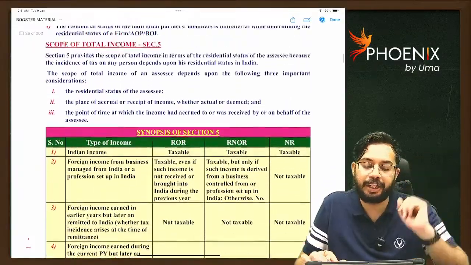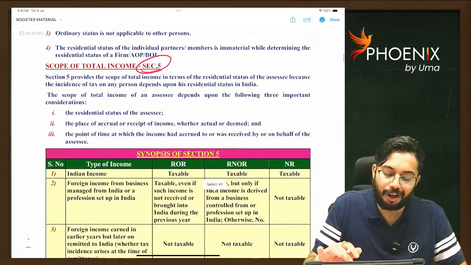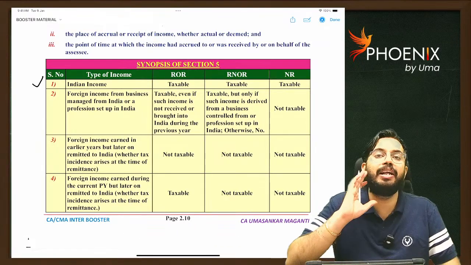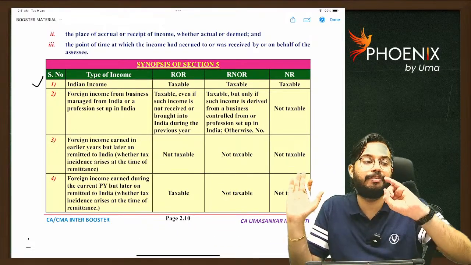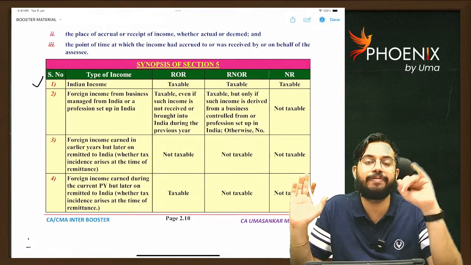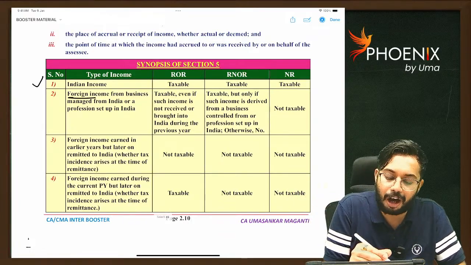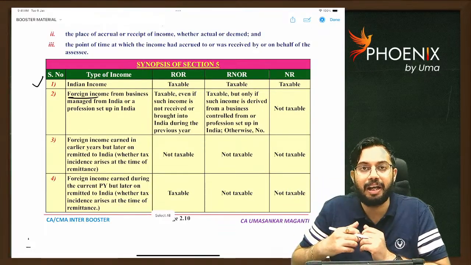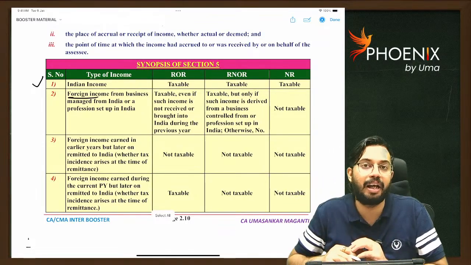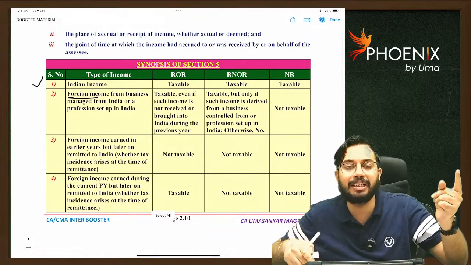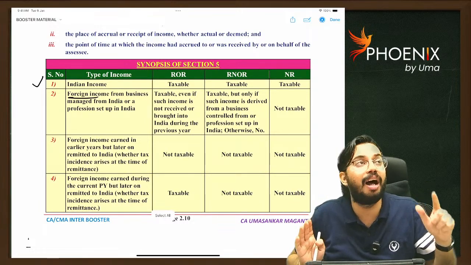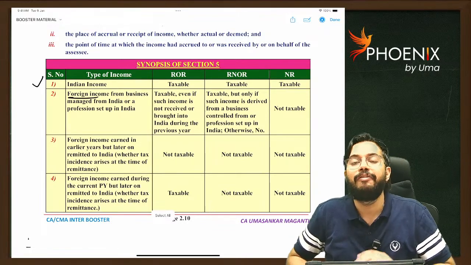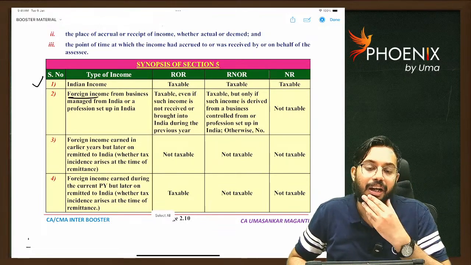One last concept, section 5, is pending. You all know that if it is Indian income, the moment it is Indian income, it is taxable for all: for ROR, RNOR as well as non-resident. If it is foreign income, then we will check whether that foreign income is because of a business controlled from India or a profession set up in India. If so, that foreign income is taxable for ROR as well as RNOR. For non-resident, foreign income is not at all taxable.